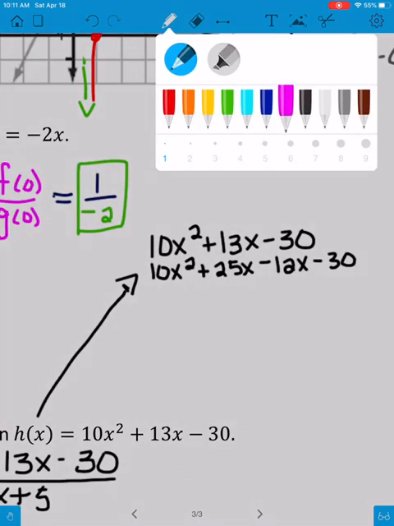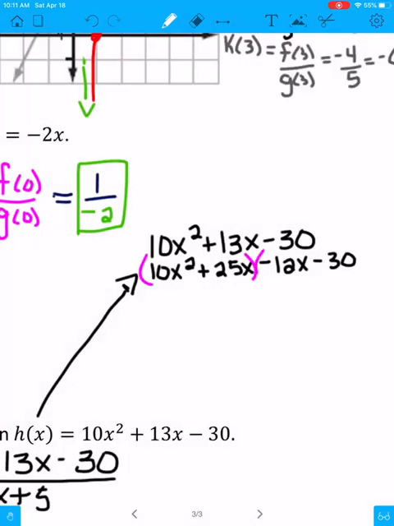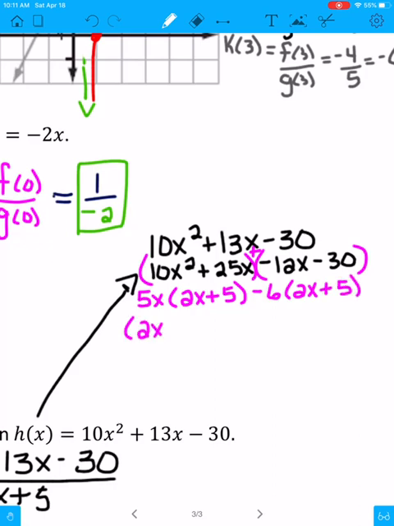Group the first two, group the back two, put a plus sign in between. I can take a 5 out, and then I'm left with x, and I'm left with 2x plus 5. Back part I can take out a minus 6, and I'm left with 2x plus 5. So my two factors are 2x plus 5 and 5x minus 6.